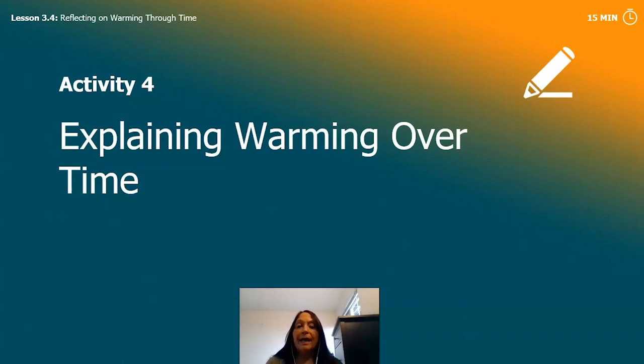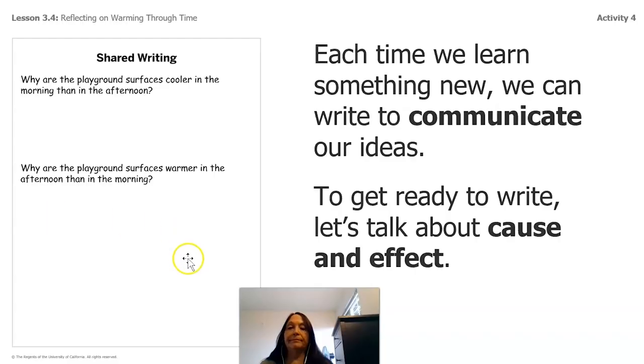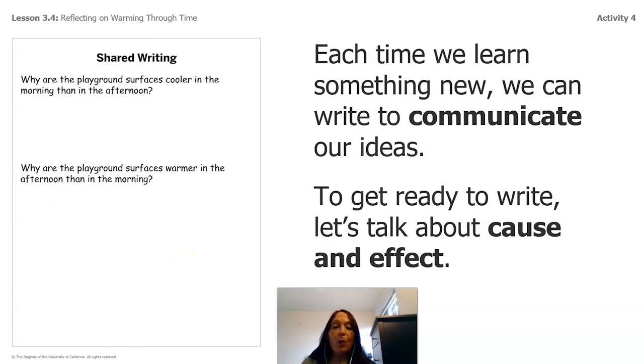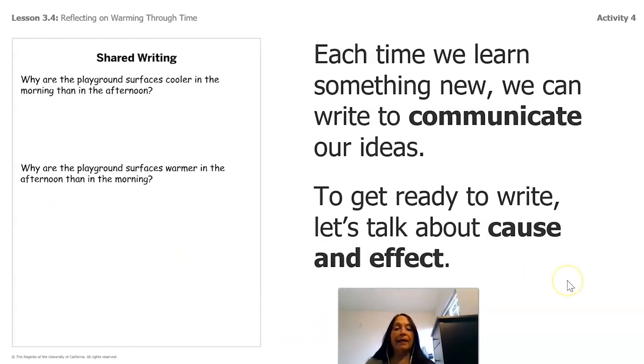Okay. So now our next activity is explaining warming over time. So here, we are going to look at, again, cause and effect. And we're going to do this by working on a shared writing. Each time we learn something new, we can write to communicate our ideas. To get ready to write, let's talk about cause and effect.